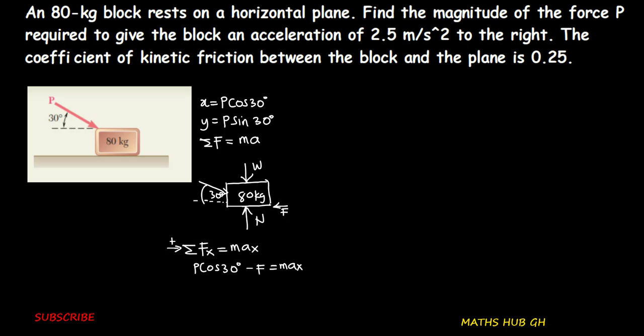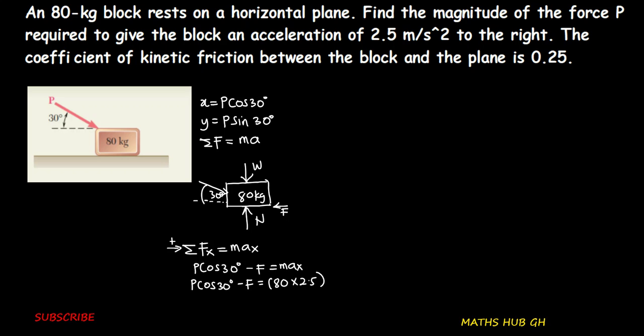This should be equal to the mass times the acceleration of the block in the x direction. The block is moving horizontally at an acceleration of 2.5 meters per second squared, and we know the mass of the block, so we can do the substitution. P cosine of 30 degrees minus F is equal to 80 times 2.5.